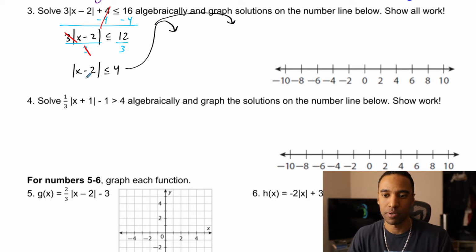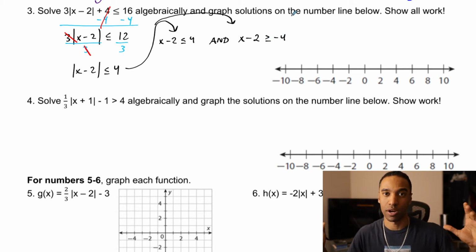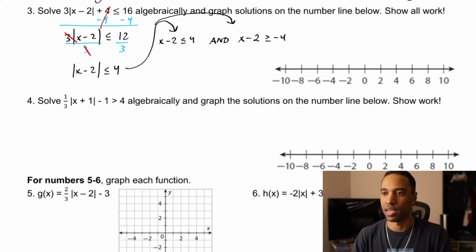I'm about to split this up into 2 different inequalities. If we're less than or equal to positive 4 for an absolute value, this can either be less than or equal to positive 4, and really the word "and" is important, it has to also then be greater than or equal to negative 4. We are staying within 4 units of 0 on either side.